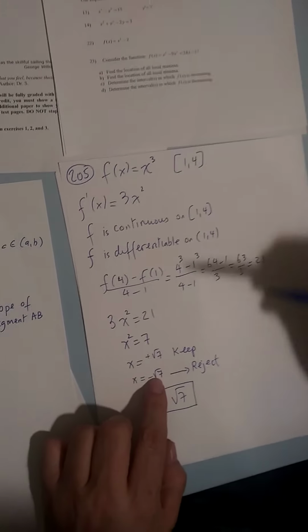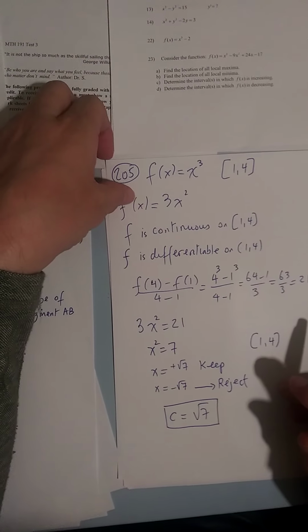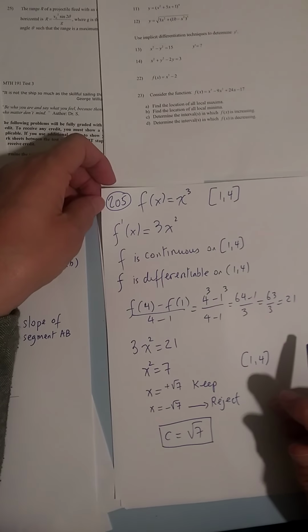So x equals root 7, that means our special point c is root 7. At that point, the slope is going to be 21. And 21 also happens to be the slope of the segment joining A and B. And this completes the lecture on Rolle's theorem and the mean value theorem.